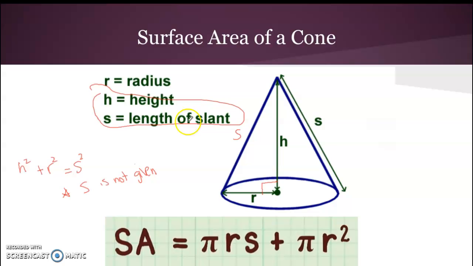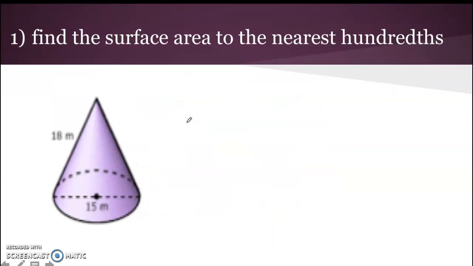Now that you had a chance to copy, let's go ahead and look at our first example. I know it's a little dull to read, so I'm going to tell you the numbers. This is actually 15, I apologize for this, and this is 18. It says find the surface area rounded to the nearest hundredths, 2 decimals. If you're like me, I always like to write the formula at the top just so I know what variables I'm working with. The slanted height is 18. Now 15 is the diameter. If I take half of this, I get 7.5, which is my radius.